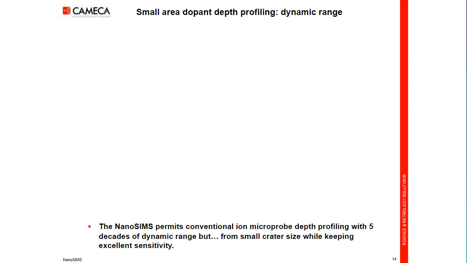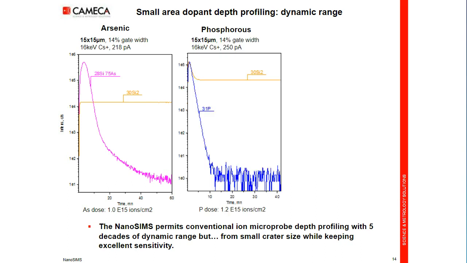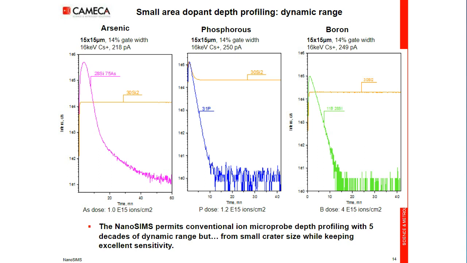The NanoSIMS can also be used as a conventional ion microprobe to produce depth profiling with more than 5 decades of dynamic range. What is its specificity? It's the capability to run these analyses from small craters. Here we show arsenic implants, phosphorus and boron shallow implants that are profiled with a good dynamic range, around 5 orders of dynamic range, 5 decades, despite a small crater.